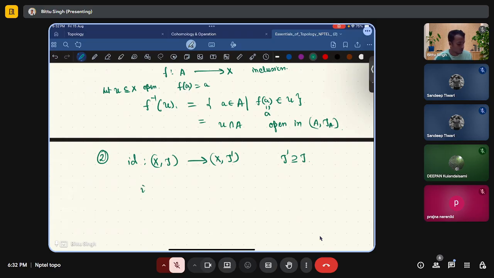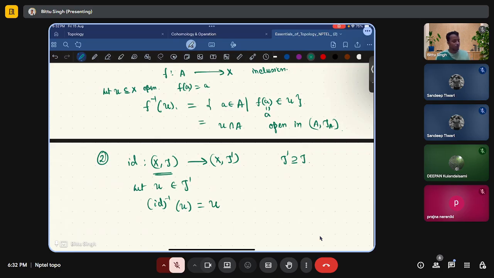Now can you see that? So what is identity inverse? So let U be open in tau dash. Therefore U belongs to tau dash. Now what we need to prove? That identity inverse of U is also open here. So is it true? Identity inverse of U. So identity sends everything to the same thing. Therefore identity inverse of U is U. But is it true that U is also open in tau? Can you say?